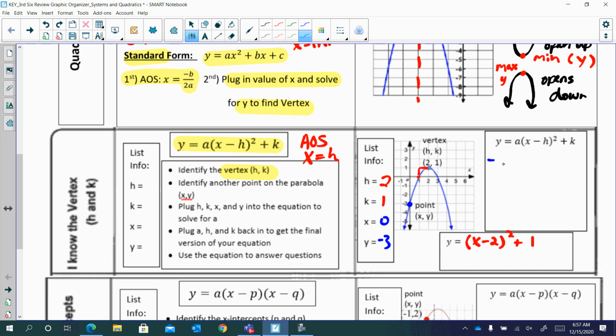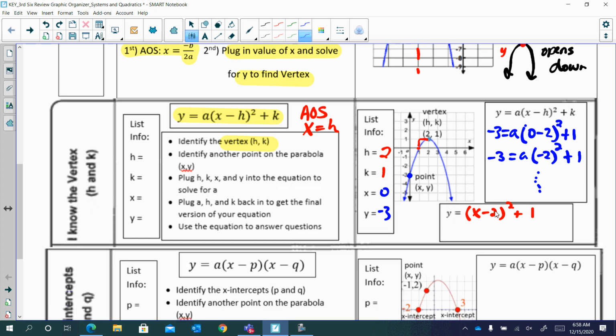I know my y is -3. Then I would put my a, then parentheses, my x is 0, minus my h, which was 2, parentheses squared, plus my 1. Then I would just solve. This is just a (-2) squared. But I'm not going to ask you to do that. We will address that more in the next semester in the spring.